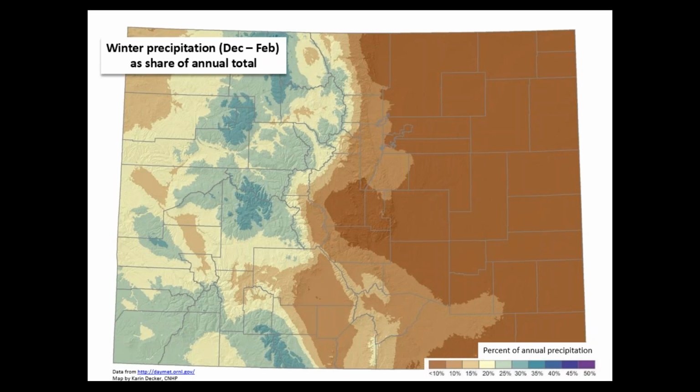This slide shows winter precipitation as a share of annual total, with bluer colors indicating a greater share and browner colors indicating a smaller share. The mountains receive heavy winter snowfall, while the plains are essentially dry throughout the winter.